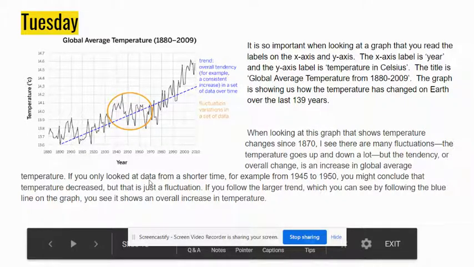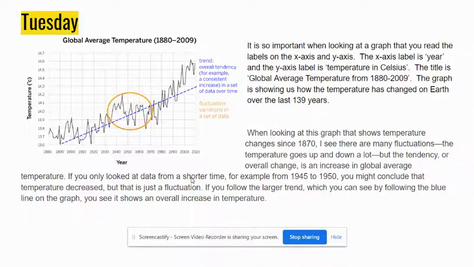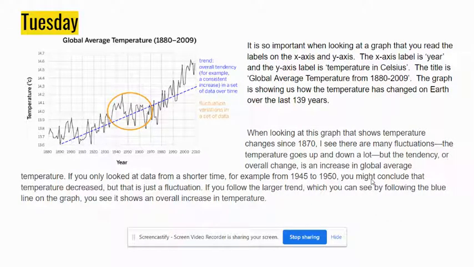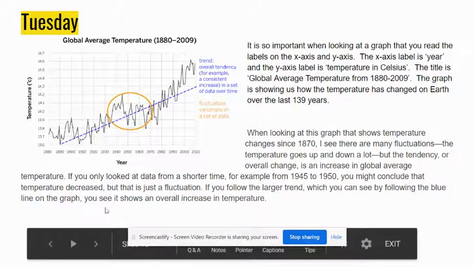If you only look at data from a shorter time, for example, from 1945 to 1950, which is in this circle right here, you might conclude that the temperature decreased, but that is just a fluctuation. If you follow the larger trend, which you could see by following the blue line on the graph, you see it shows an overall increase in temperature.